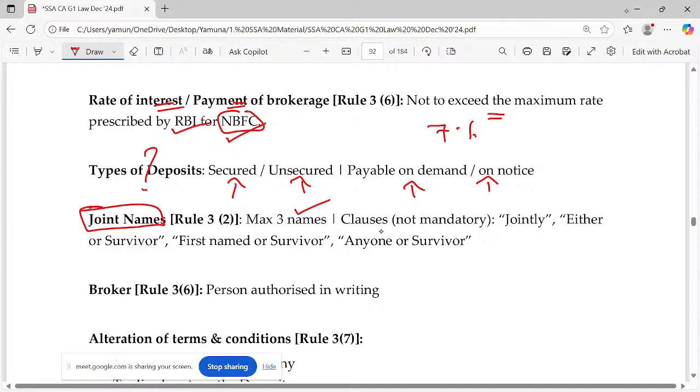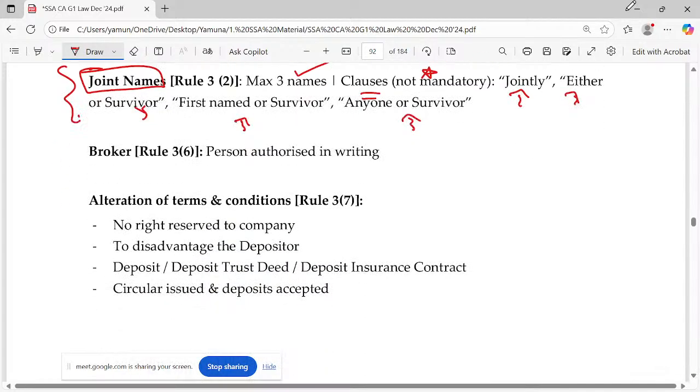Deposits can be in joint names; a maximum of 3 persons can jointly deposit in that company. So maximum 3 names. Clauses are not mandatory. You can have jointly, either or survivor, first named or survivor, or anyone or survivor. These terms may be there in case of joint holding. This was asked once for CA. With respect to a broker, a person can be a broker, and who is that person? SEBI gives certain rules for whom you call a broker, so the person should be authorized in writing.